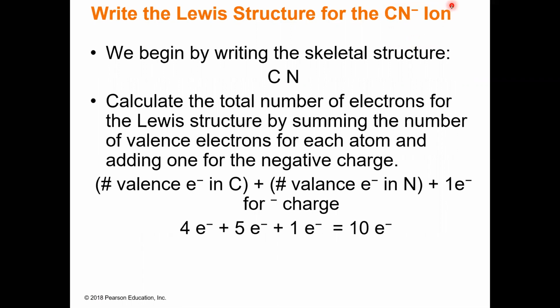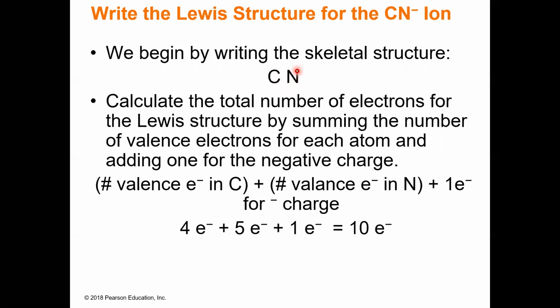The first thing we'll do is write out the skeletal structure. Neither one of these atoms is really a central atom, because a central atom requires there to be at least 2 bonds to 2 terminal atoms. So we just have a carbon atom and a nitrogen atom.